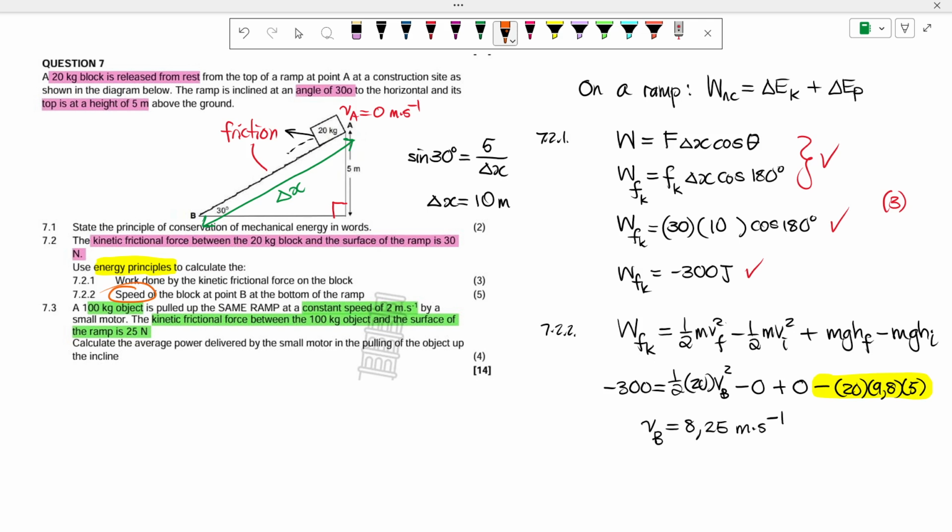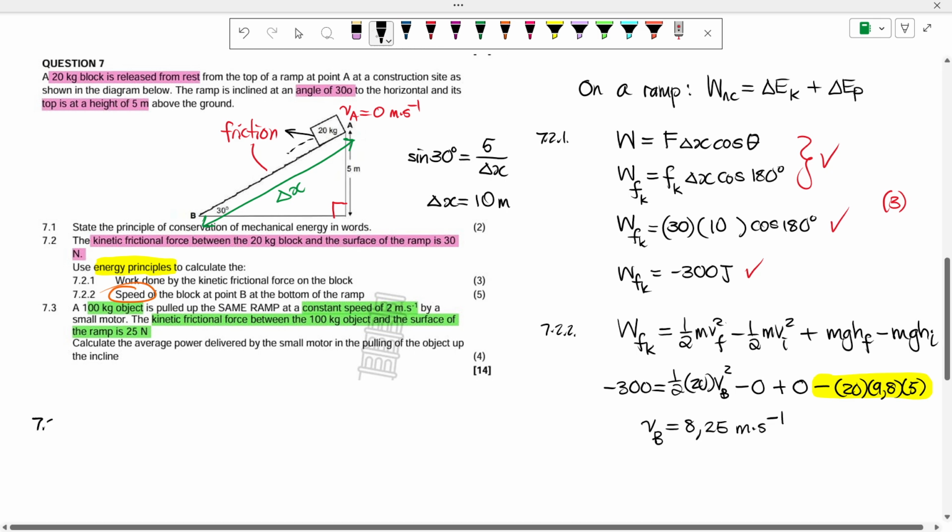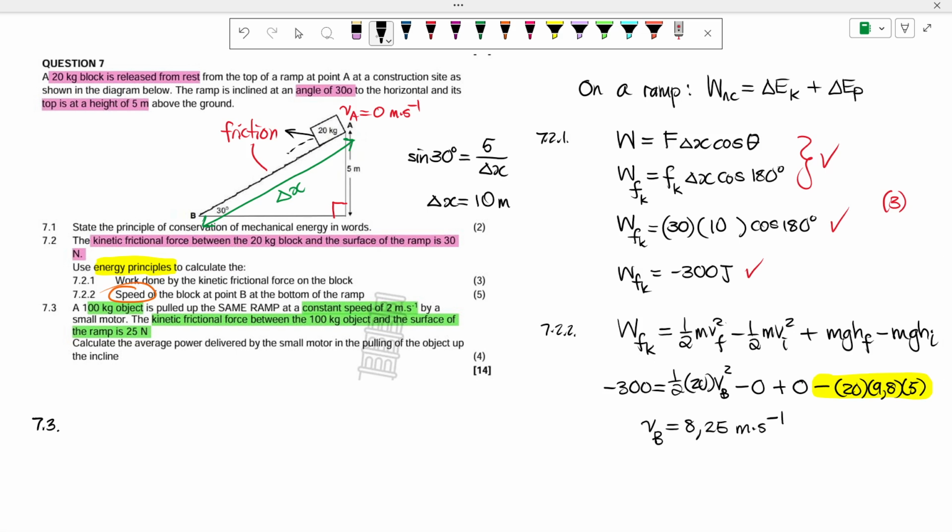So let's look at the last question for this, 7.3. It says, 7.3, a 100 kg object is being pulled up the same ramp at a constant speed. Okay. Work, energy and power.